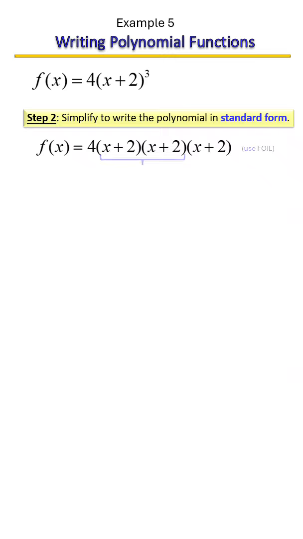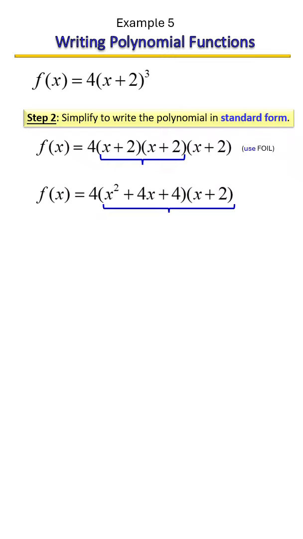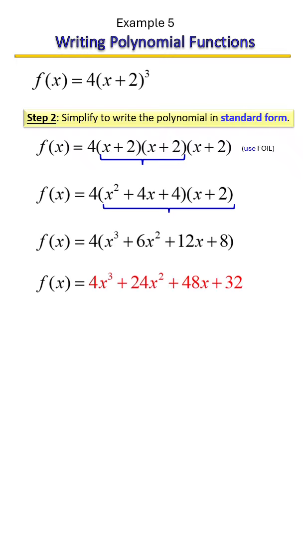Start by doing FOIL, first, outer, inner, last, multiplying 2 of those binomials. That's going to give you a trinomial. Then multiply the trinomial with the binomial to give you a polynomial. And then lastly, distribute the 4 to each term of the polynomial, and then you'll have your answer in standard form.